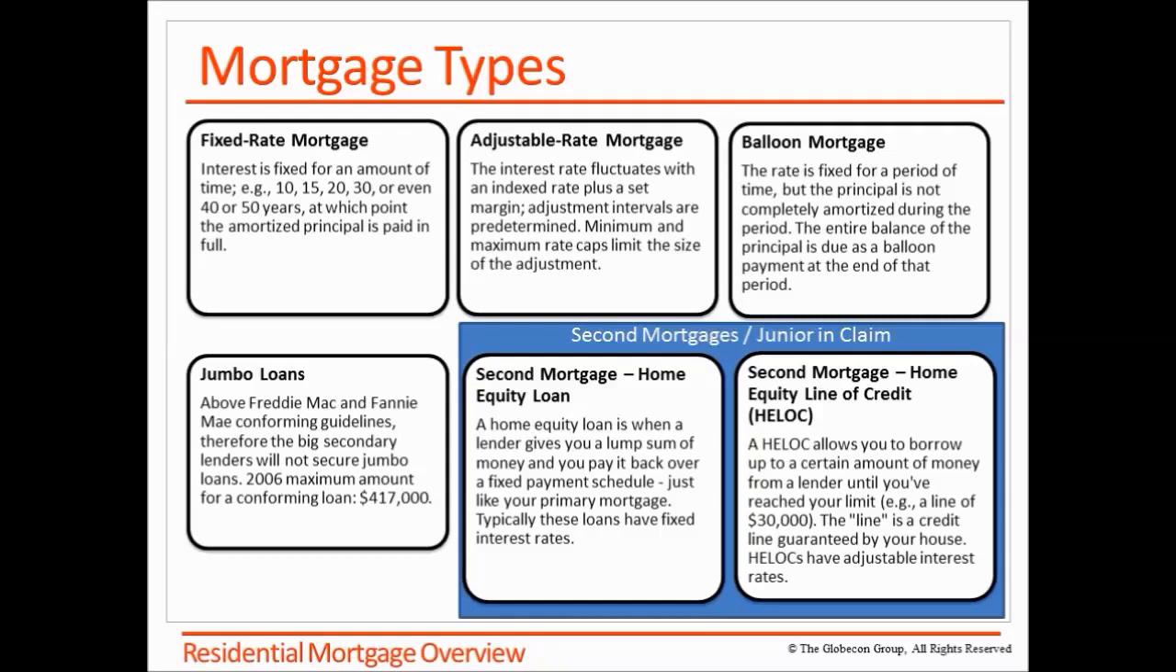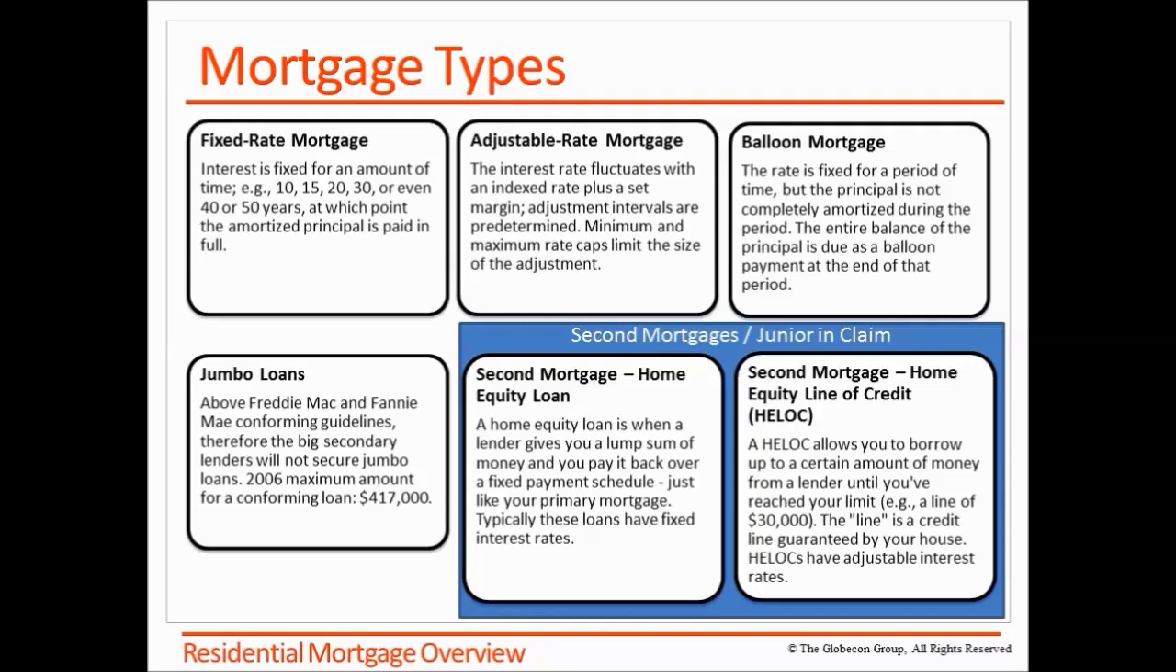And the main difference here is that instead of giving you a lump sum that you pay back over a fixed payment schedule, they give you an open line of credit, and you use that line of credit until your credit limit is reached. So if you have a credit line of $30,000 and you only spend $1,000 to maybe update the fixtures in your house, then you're only going to be paying on that $1,000, and you still have a $30,000 or $29,000 open line.